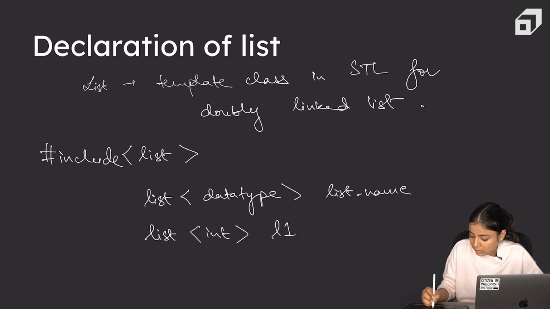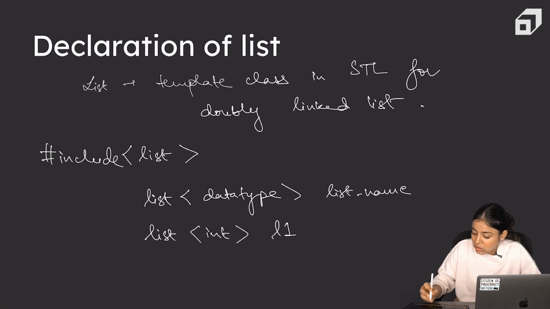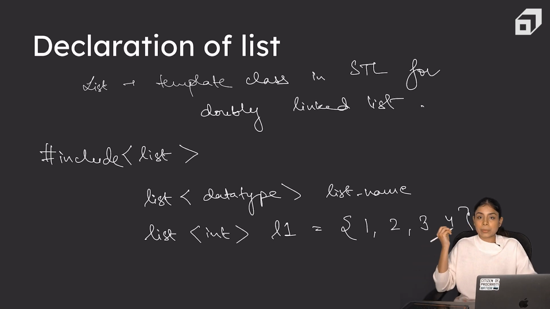This will create a list for me called L1, a doubly linked list called L1, in which I can store integer values, and I can also initialize it at the same time by putting some values in my curly brackets. So it is that easy to create a doubly linked list in code using STL.